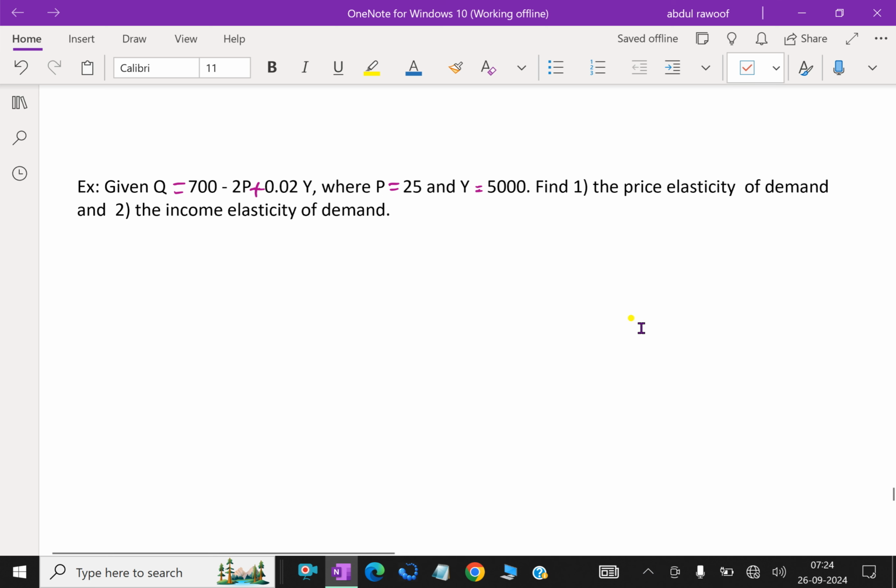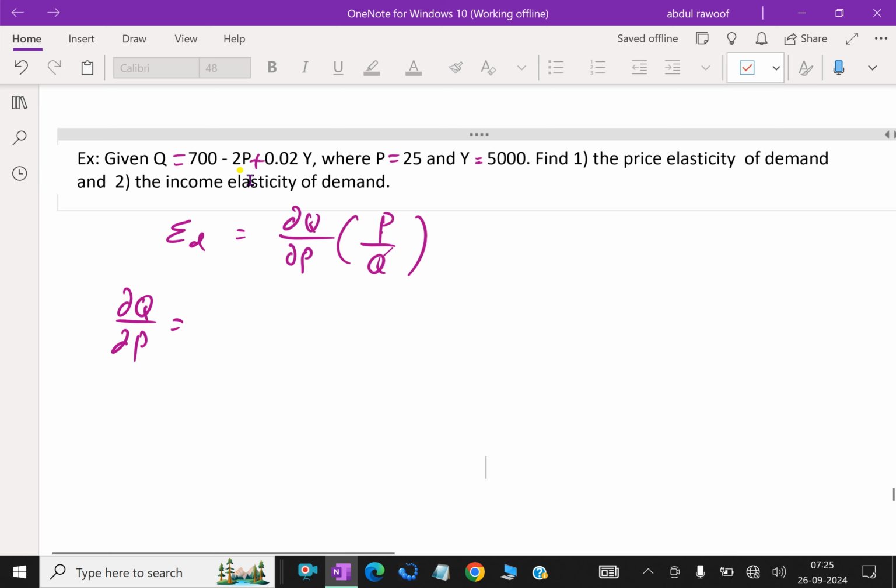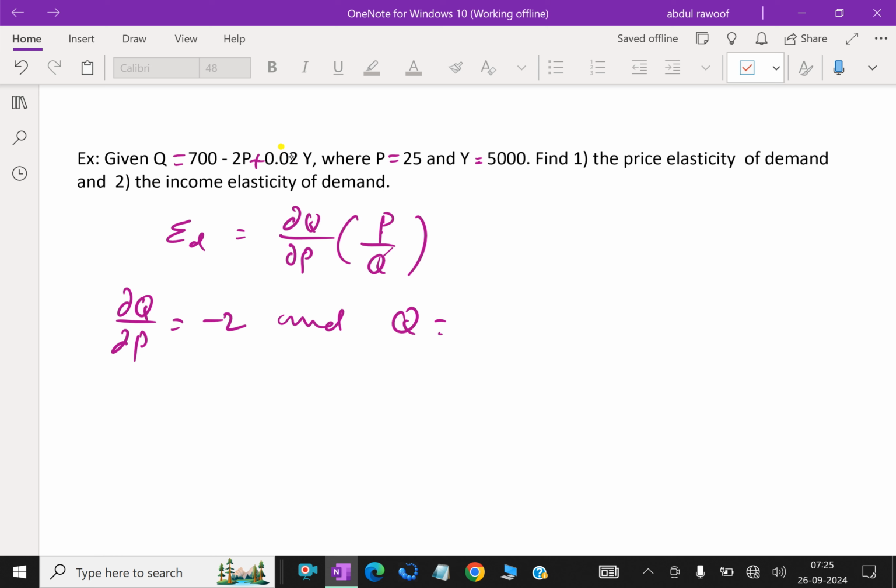the price elasticity, that is sigma D, equals dou Q by dou P times P by Q, where dou Q by dou P, with respect to P, is minus 2, and Q is given as 700 minus 2P plus 0.02Y.